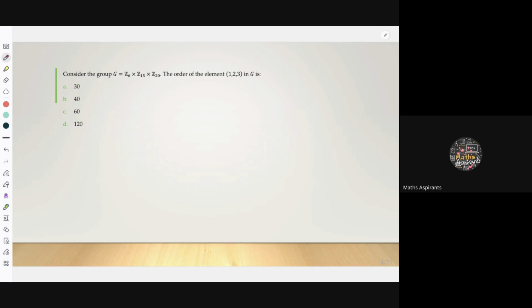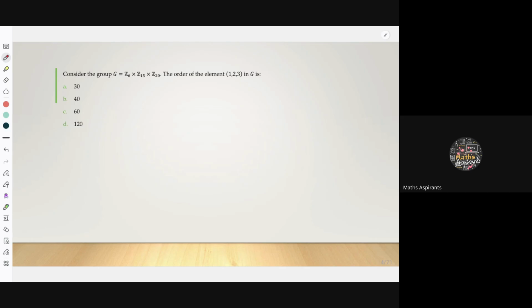So we have the group G, where Z6 is integers modulo 6. Z_n is integers modulo n. It's either denoted by Z subscript n or Z mod nZ. The notations keep varying. So we have Z6 cross Z15 cross Z20. G is a product of three groups, and we are asked to compute the order of the element (1, 2, 3).